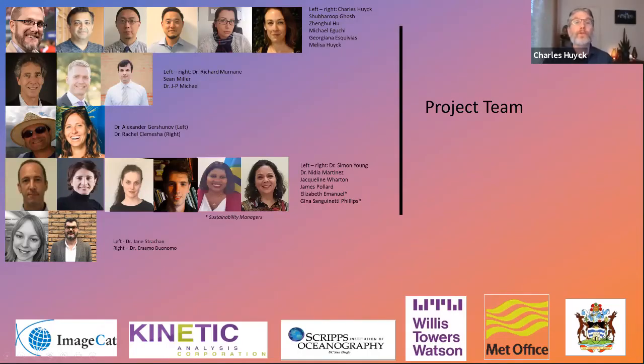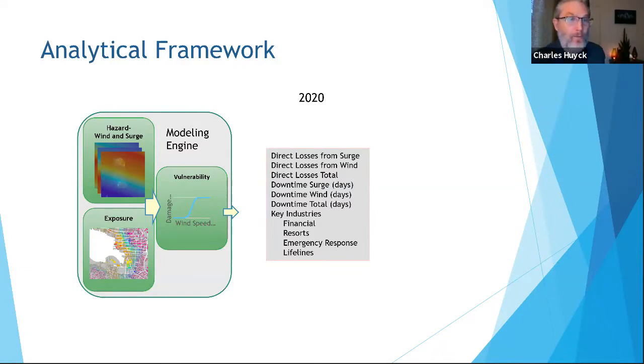Okay, so we had a pretty good team here. It was led by ImageCat. The hurricane modeling was done by Kinetic. We also worked with Scripps Willis, who had a lot of domain experience, obviously in the insurance field, and the Met Office in the UK to do our modeling. The modeling framework was the typical hazard, exposure, vulnerability as the basis.